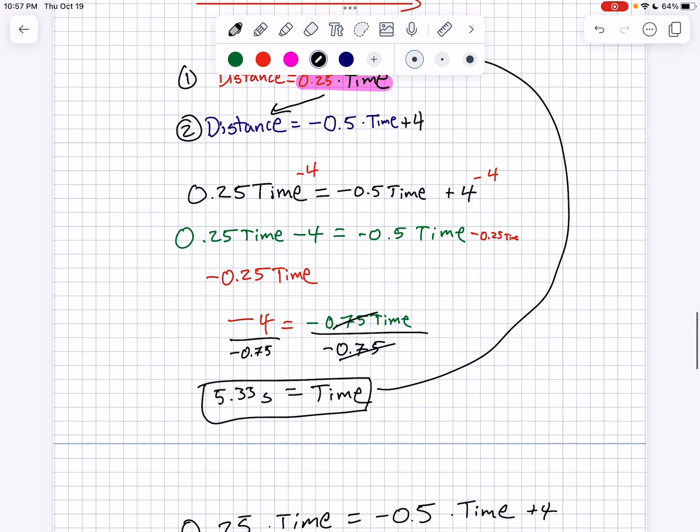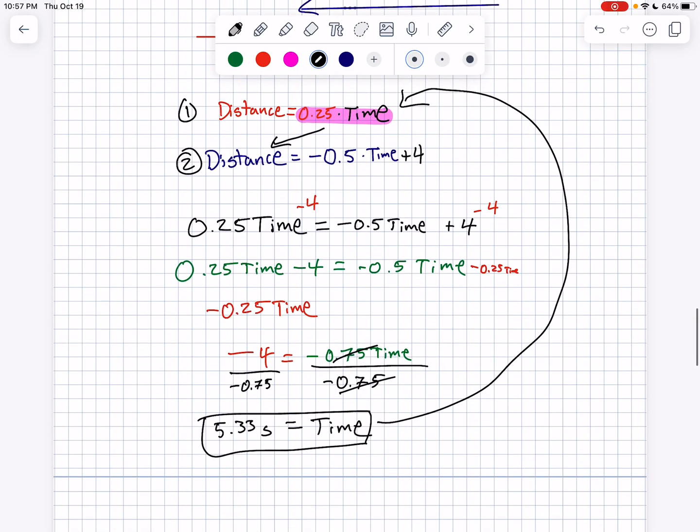So I can rewrite this down here. Going back to equation 1, substituting in, I have my distance equals 0.25, and now for time, I'm going to plug in 5.33 seconds. And now I'm just multiplying it out. I'm going to get 0.25 times 5.33.